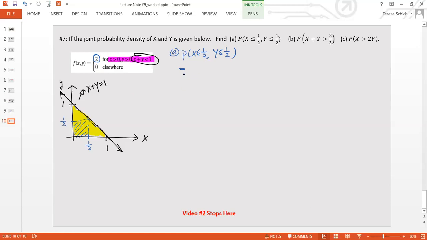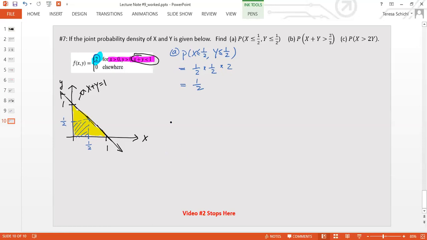Okay, so in order to find the volume, this is a square, right? So the area of the square is 1/2 times 1/2. And what is the height? The height is the function value, right? The function value is a constant, so the height is 2. So what is the probability here? The probability is 1/2, right? So it's pretty simple here, all right?